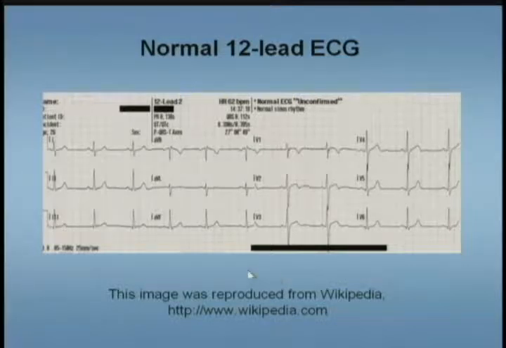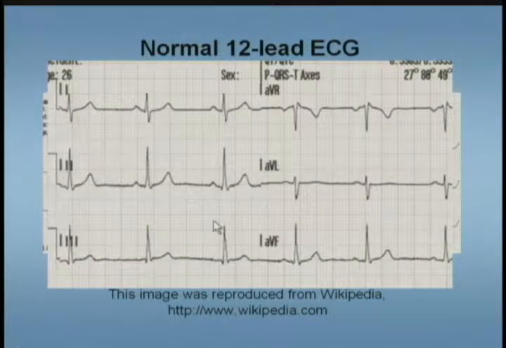That's normal. What's the heart rate here? 300, 150, 100. If there's 1 box away, 300; 2 boxes, 150; 3 boxes, 100; 4 boxes, 75; then 60. A normal heart rate is 60 to 100. It's a normal EKG.